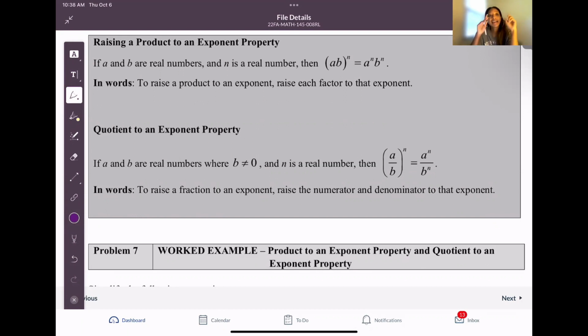If we have a times b being raised to the nth power, that's just the same as a to the nth power times b to the nth power. So if we have a product raised to a power, it's each term in the product raised to the power individually. Same if we have a difference raised to a power.